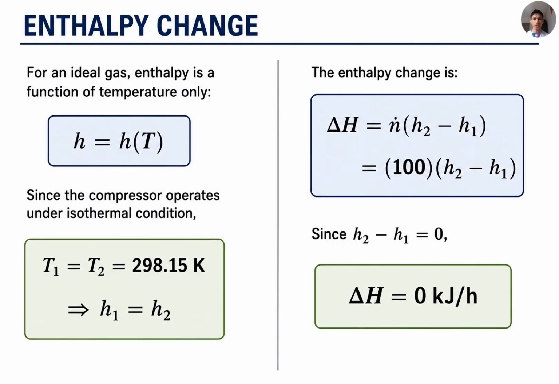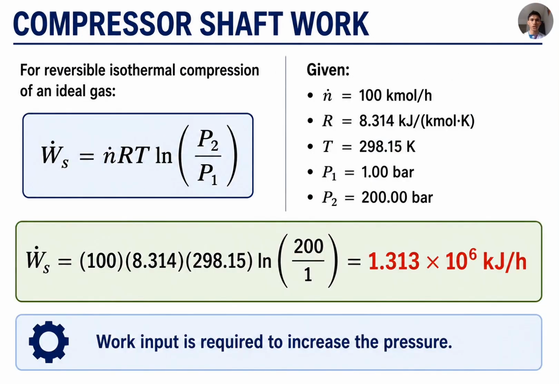For an ideal gas, enthalpy depends only on temperature. Since the compression process is isothermal, the inlet and outlet temperatures are both 298.15 Kelvin. Because the temperature does not change, the enthalpy also remains unchanged, and therefore the enthalpy change is 0 kilojoules per hour. Even though the enthalpy doesn't change, the compressor still requires energy to compress the gas.